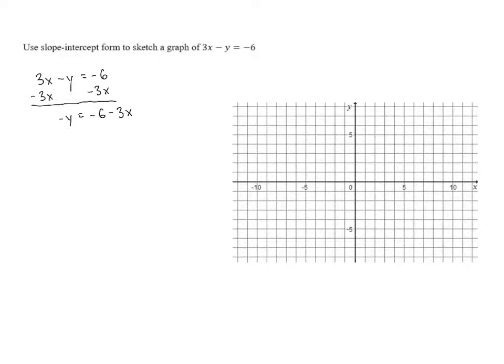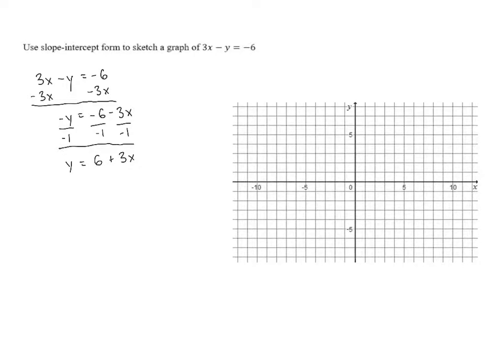To get rid of the negative sign in front of the y, we divide by negative 1. So of course we have to divide all of the terms by negative 1. That gives us a positive y on the left. On the right, negative divided by a negative is a positive, so negative 6 over negative 1 is positive 6. The other term is also positive, so we have 6 plus 3x.